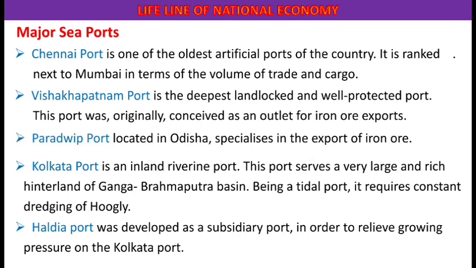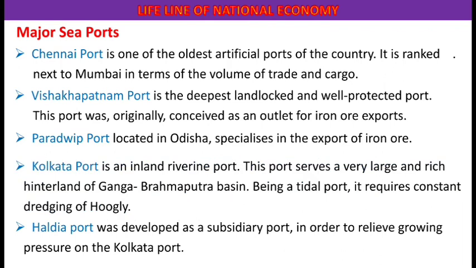Paradip Port. Paradip Port is a natural deep water port on the east coast of India. It is in Jagatsinghpur district of Odisha. It is situated at the confluence of the Mahanadi River and the Bay of Bengal. Paradip Port specializes in the export of iron ore.